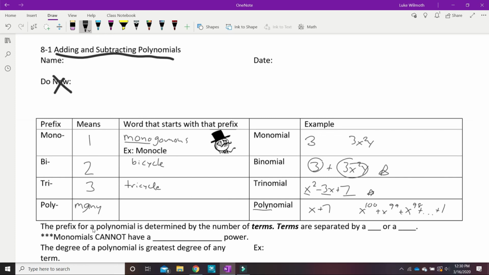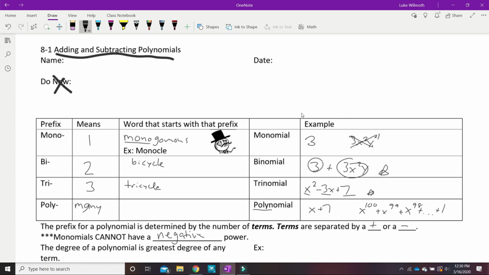All right, so it says here the prefix for the polynomial, meaning like mono, bi, or tri, is determined by the number of terms. Terms are separated by a plus or a minus. You could have probably figured that out here. Monomials cannot have a negative power. None of the monomials in the term can have a negative power. So if I had this as -1 here, this is no good anymore because that's a negative power.